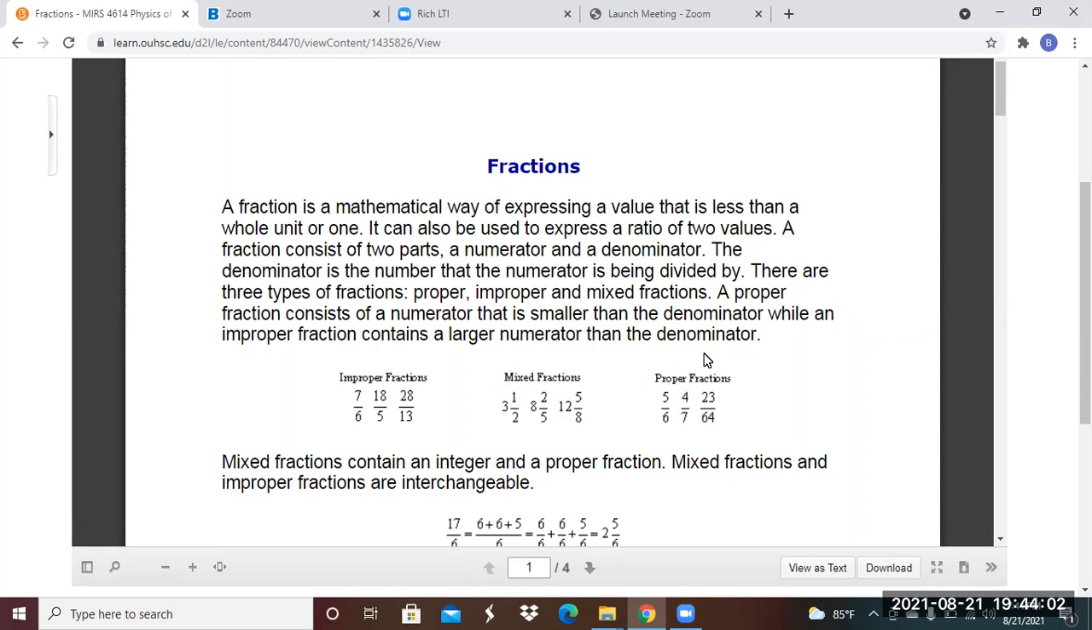This lecture is going to be over fractions. We could all use a little bit of help regarding fractions. Fractions are one of those things that if you don't do very often, then when it comes to time to actually concentrate on it, you don't know how to do things properly.